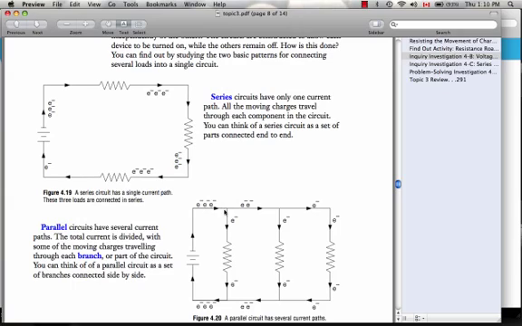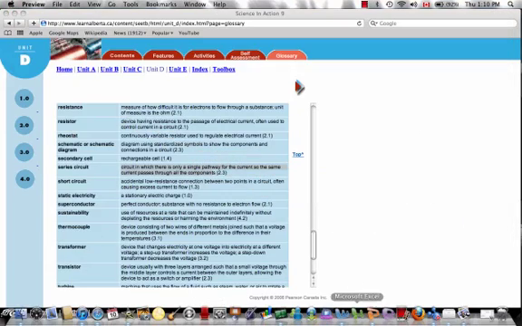Whereas if the electrons have different pathways and you have different resistors in here, then the electrons can take different paths and the amount of resistors doesn't slow the flow down as much. So parallel circuit, there are several branches. Let's keep going.